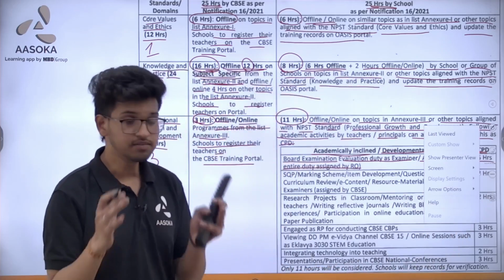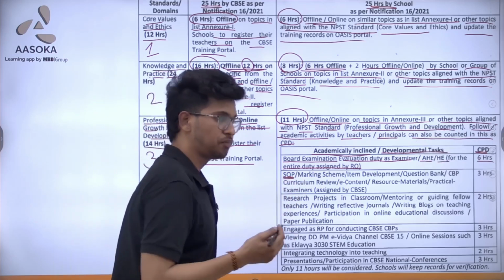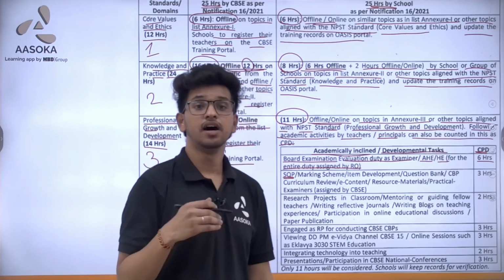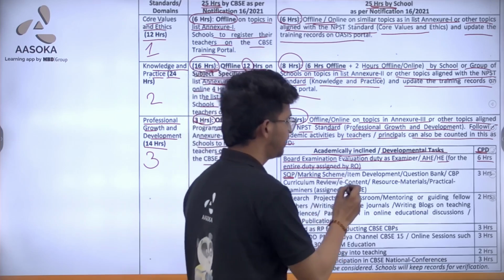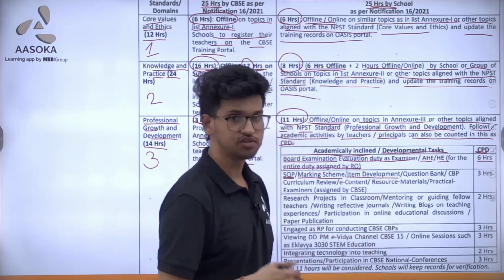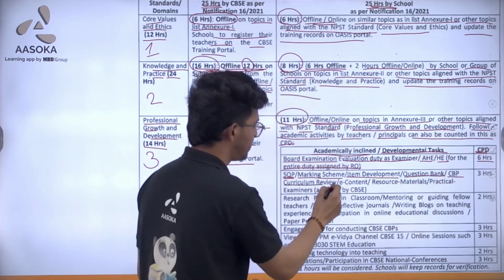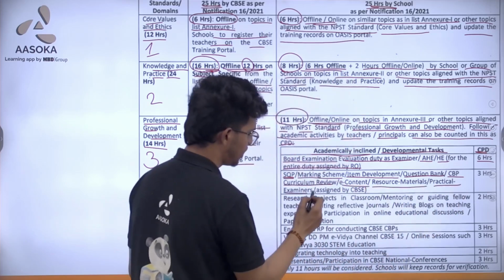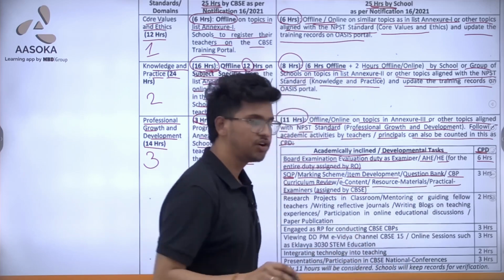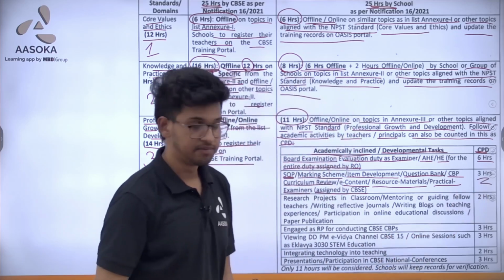I hope that's clear. Secondly, if you are becoming part of SQP, for example, if you are creating sample question papers, if you are becoming part of the marking scheme, or developing any kind of items, so the item development, question bank, CBP curriculum review, e-content, resource materials, practical examiner assigned by CBSE, any duty, so you will be completing your 3 hours if you are engaged in that.